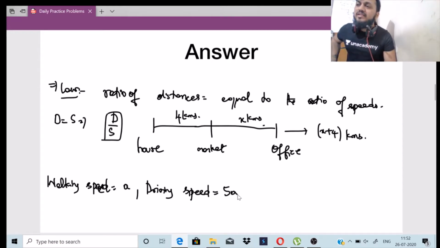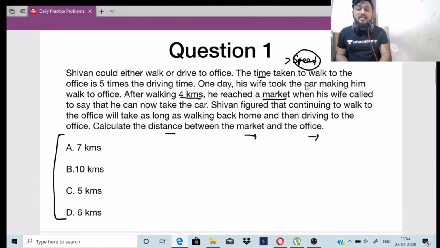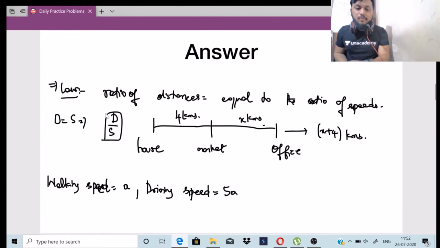The walking speed is A. They have given the time in the question: the time taken to walk to the office is 5 times the driving time. मतलब speed क्या होगा? The walking speed will be less and the driving speed will be more, right? So that is what I have done here.